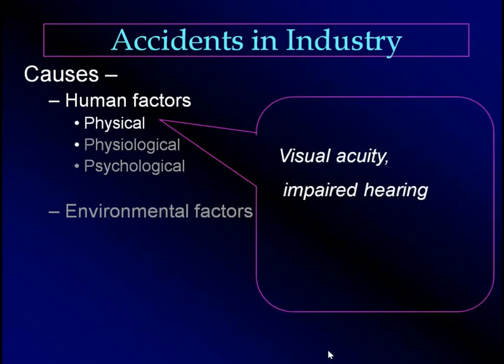The physical causes can be because of visual acuity. If the person has any visual problems, he cannot have proper sight, so it can lead to accidents. Also, if the person cannot hear properly, if he has any hearing problems or impaired hearing, hearing loss can also cause accidents.